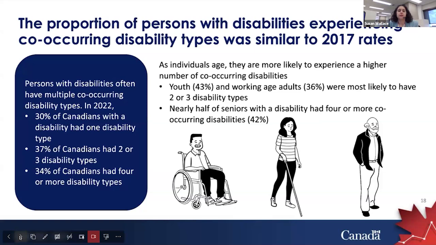Getting a bit more into the nuanced information about disability, the proportion of persons with disabilities experiencing co-occurring disability types was similar to 2017. So while 30% of Canadians with this disability had one disability type, that means that 70% of persons with disabilities had two or more. Additionally, as individuals age, they're more likely to experience a higher number of co-occurring disabilities.